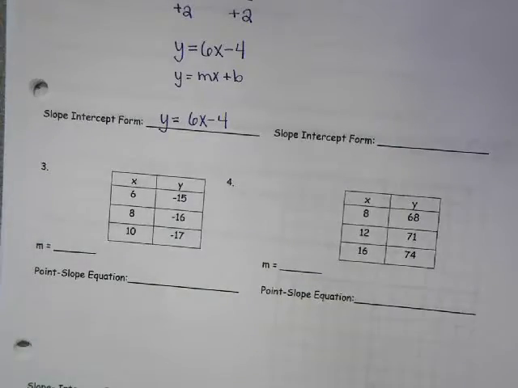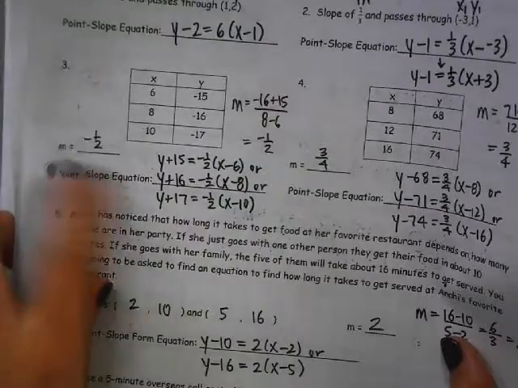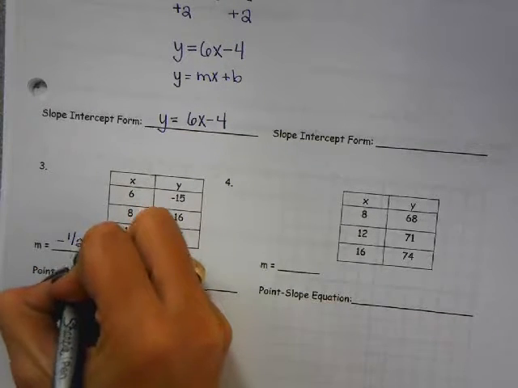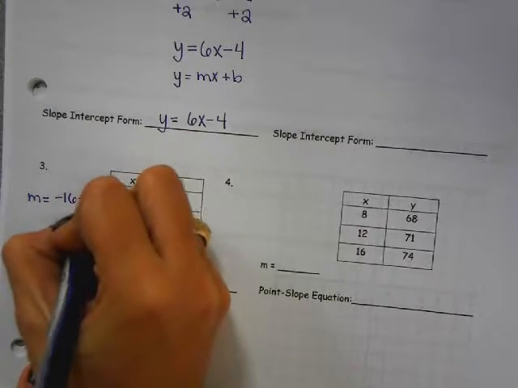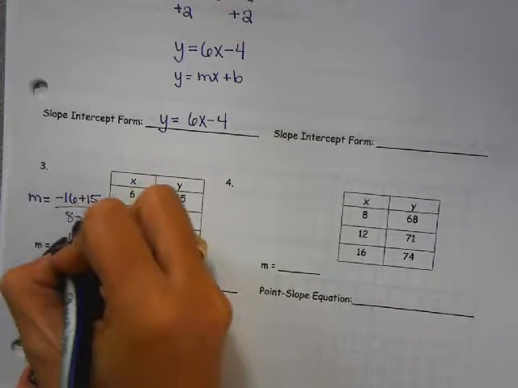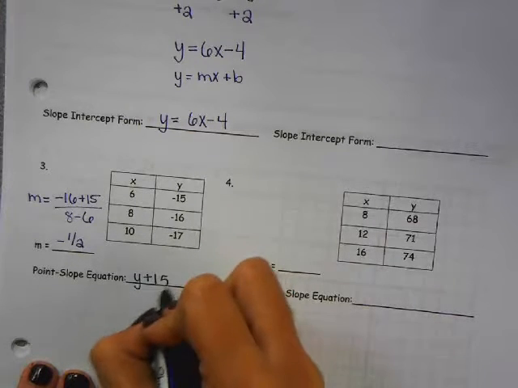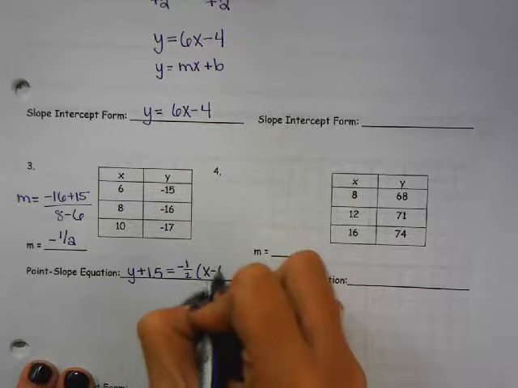So if you notice, 3 is also very similar to this one that we did in our notes. So we have the same table, slope, point-slope equation. So we're just going to pick one, and we're going to copy it over. So slope is negative 1/2. If you feel like you need the practice, please do. So m equals negative 16 plus 15, because minus a negative, and then 8 minus 6. So we get negative 1/2. And then remember, we're just going to copy this straight over. So y equals plus 15 minus 1/2 (x minus 6).